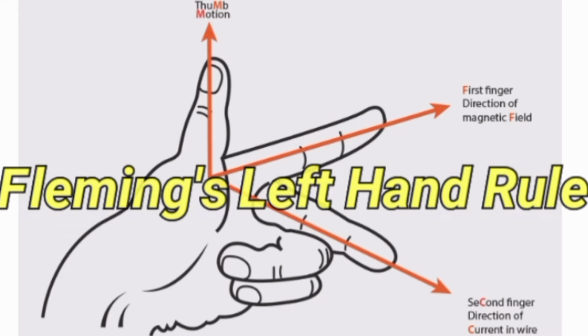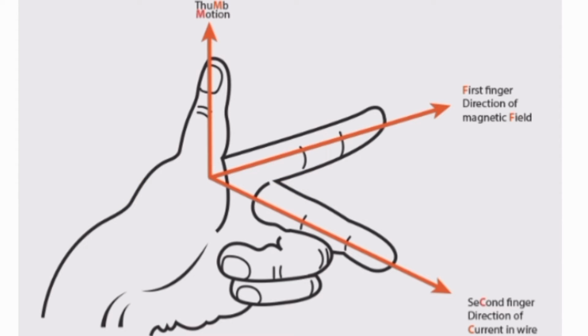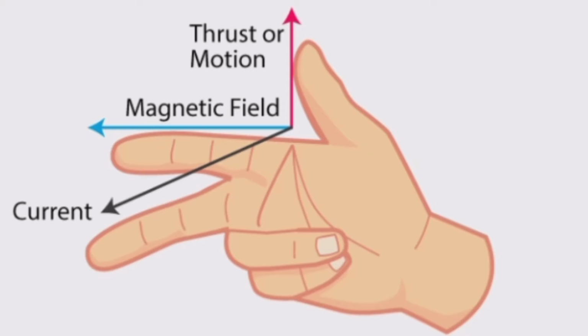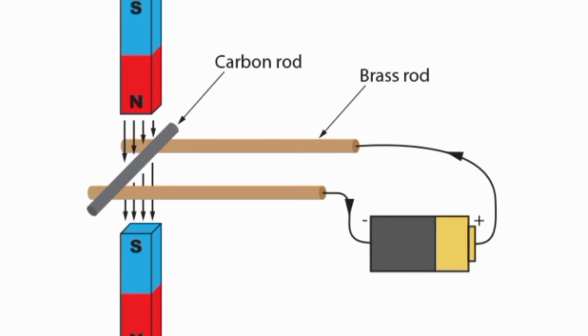Whenever we hear about this, two questions will come into our mind. Firstly, what it is and where it is used. Fleming's left hand rule is used when electric current is already being passed along a wire. Here, left, we can take it as electricity. When a current flows through a wire and the wire is passed through a magnetic field, by Fleming's left hand rule, we can tell in which direction the force is being applied to the wire.